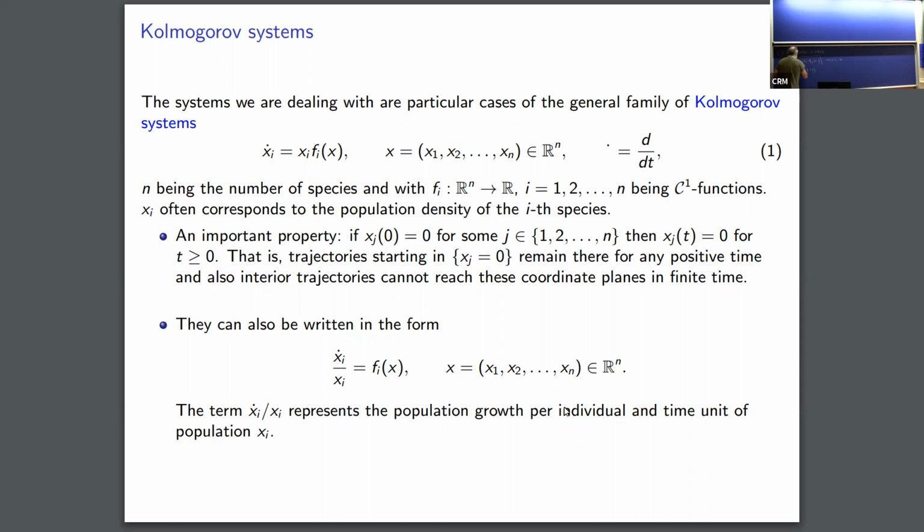One thing which is very clear from this part is the following. From here, you get that when a species is 0 at the very beginning, it remains 0 forever. So in other words, the coordinate planes are invariant. I mean, if you start in one of them, you remain there forever, which is quite normal.